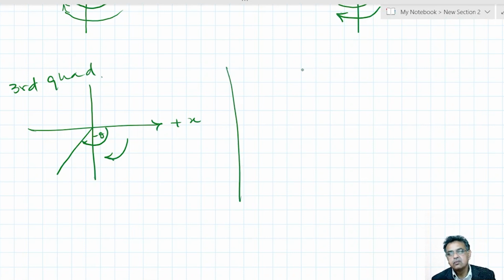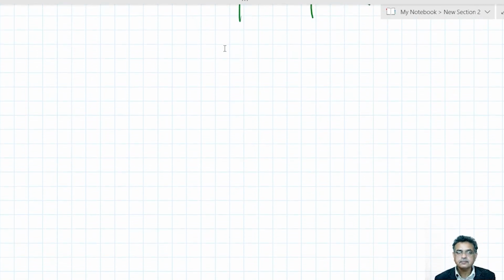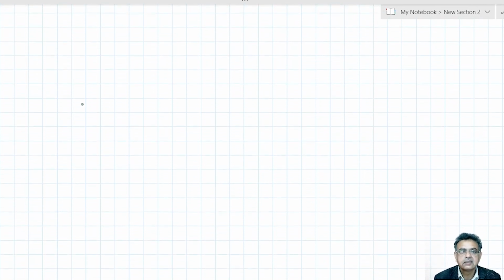Now, fourth quadrant, if the line is in fourth quadrant, here this is positive x, then this is the angle, negative angle, clockwise. So these are negative angles. Now reference angle.